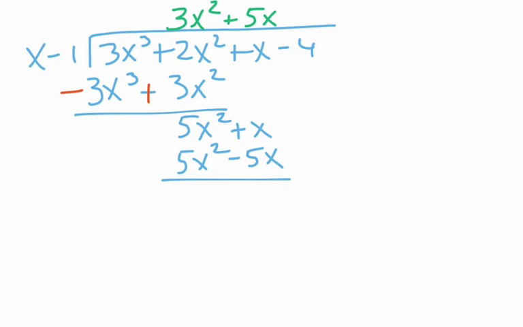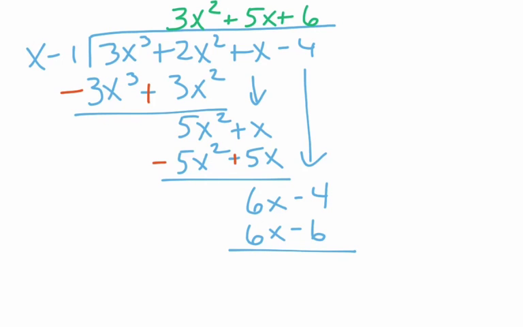And now we subtract. You subtract the 5x squared, but on this one, it's already negative. So when you go to subtract a negative, it becomes adding. 5x squared minus 5x squared is 0, and x plus 5x is 6x. And now we bring down the minus 4, and we repeat the process again. What do I multiply x by to get 6x? I multiply by 6. 6 times x is 6x. And 6 times negative 1 is negative 6.